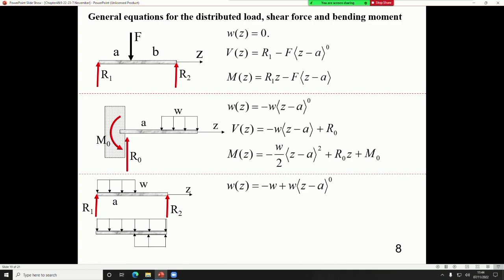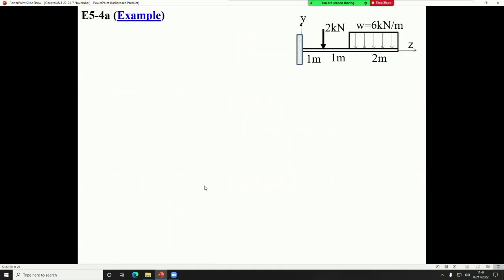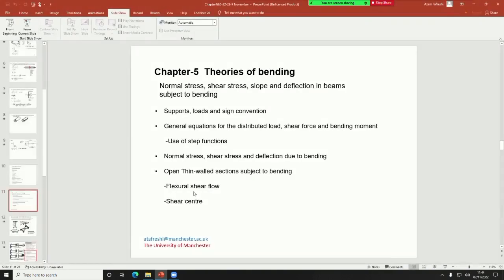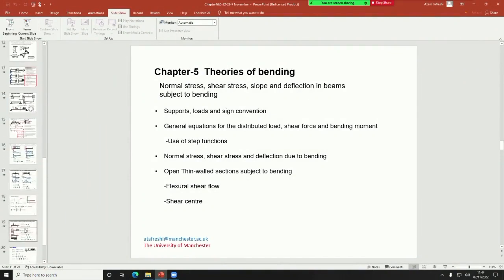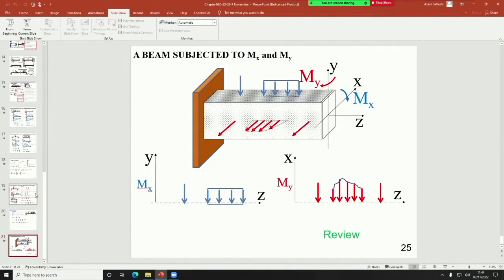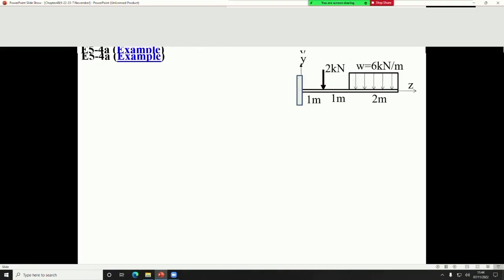Okay. So I'm going to integrate it. And then I add the constant value at this point here. And then the next integration gives us the bending moment distribution. Any question on this slide? So I just refresh your memory. I will solve this at the end when we have time. I'll just briefly talk about this slide, slide 25.